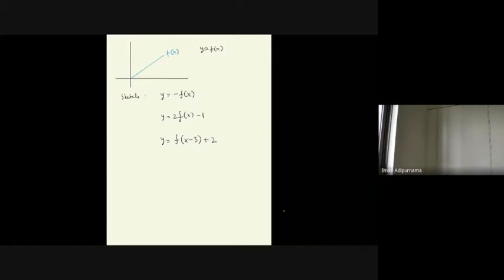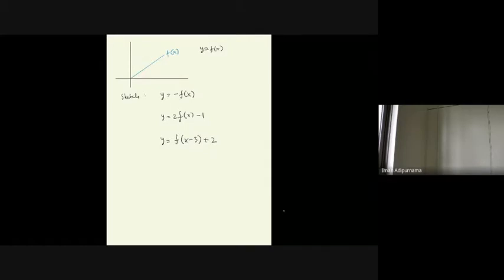Now I want to know, if this is f(x), what will be the transformation if we have a negative here? And if we multiply by 2 and then minus 1, what is happening? If we change the x into x minus 3 and then plus 2, what is happening? The graph can move, right? It can stretch, right? But where will the graph be moving?